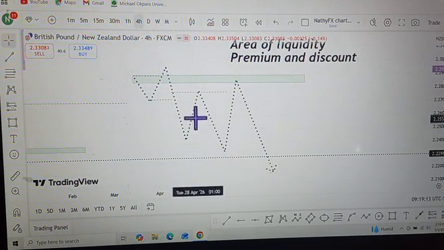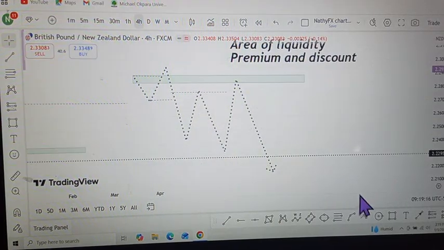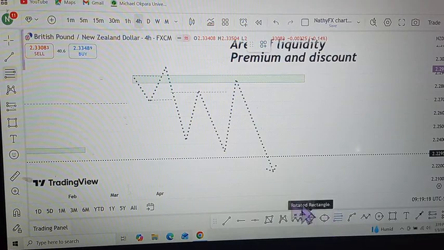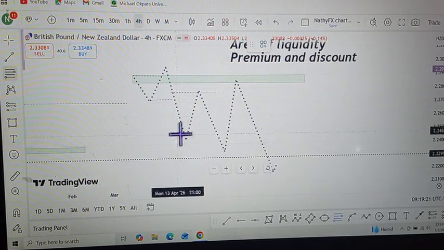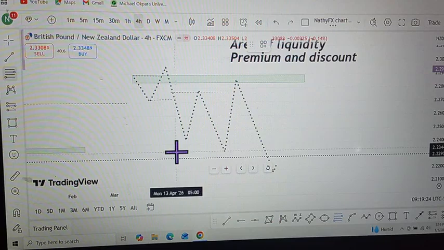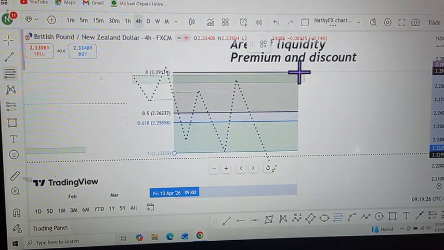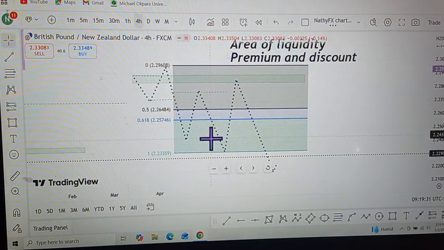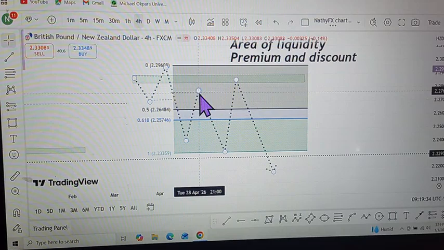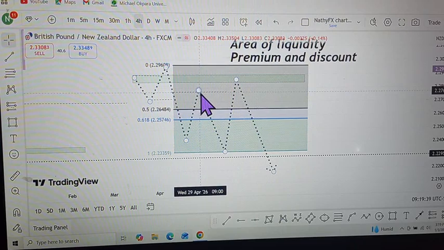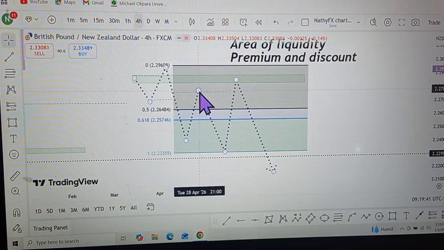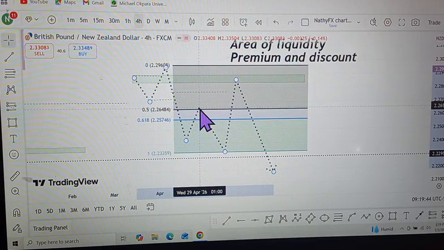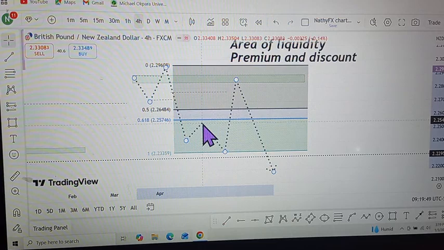Now, to know if this particular leg is valid, we take our Fibonacci from the swing low, from the recent low here, to the recent high. We want to see this leg above 50%, because anything above 50% at the premium is valid. If it is on top of the 50%, it's still valid. But if it is below the 50%, it is invalid.